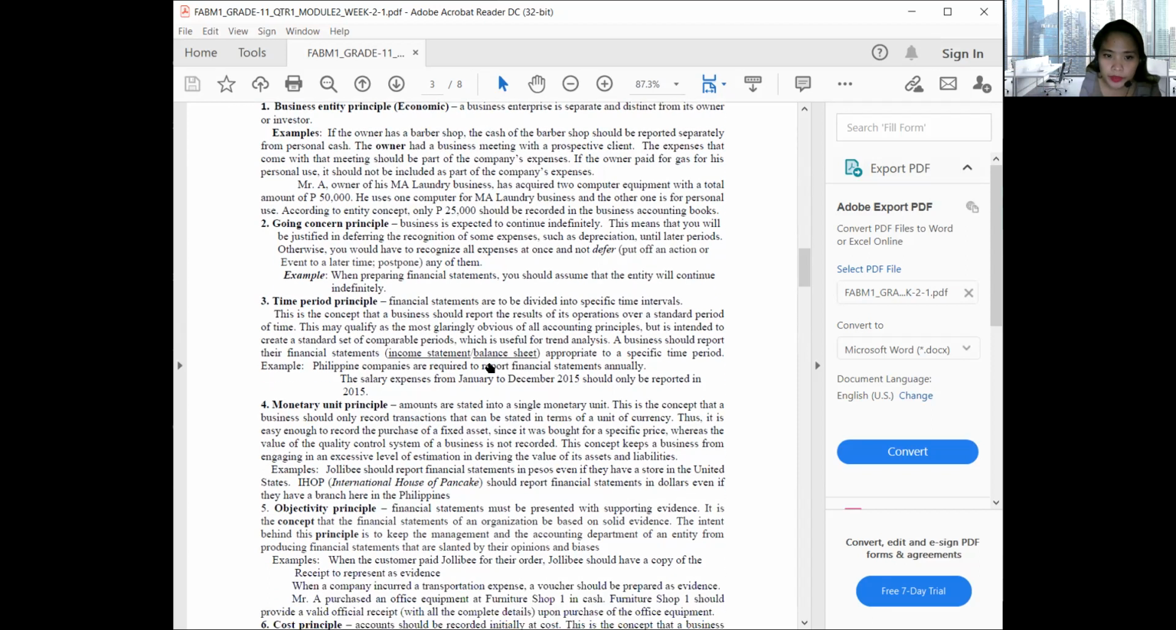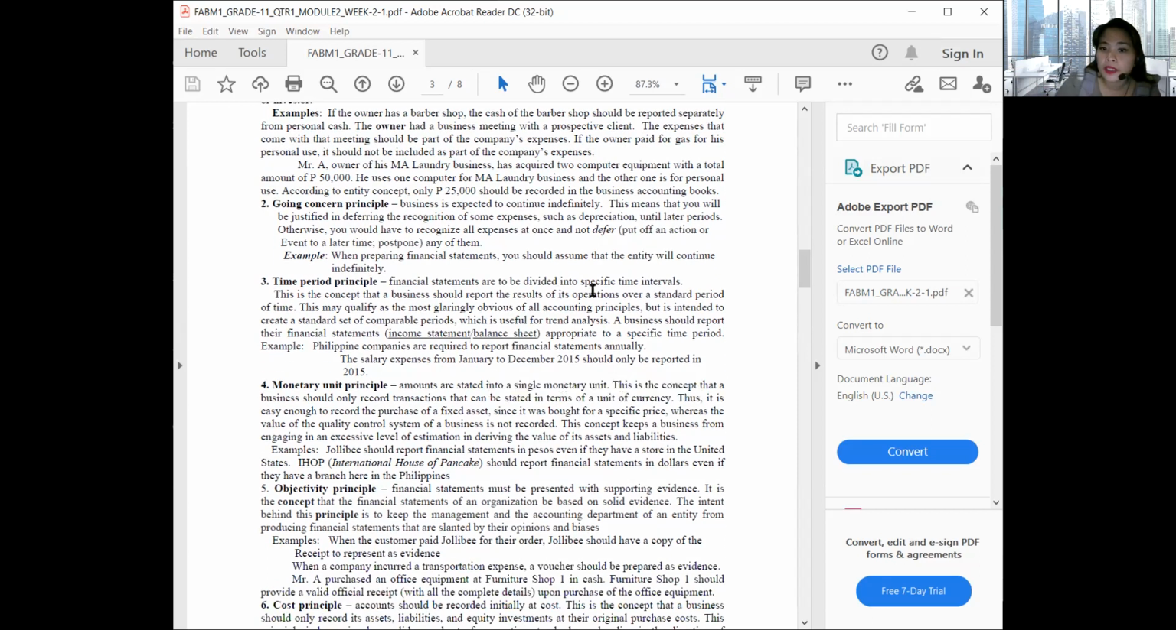Okay? Time period principle, financial statements are to be divided into specific time intervals. This is the concept that the business should report the results of its operation over a standard period of time. Usually, ang financial statement ay pinapagawa yan at the end of the year. Okay? At the end of the accounting period, which is like December 31. Iko-close na nila yung book niya, kasi yung open ulit ng January. But there are those companies that they require their accountants to submit a financial statement on a monthly basis kasi kino-compare nila.